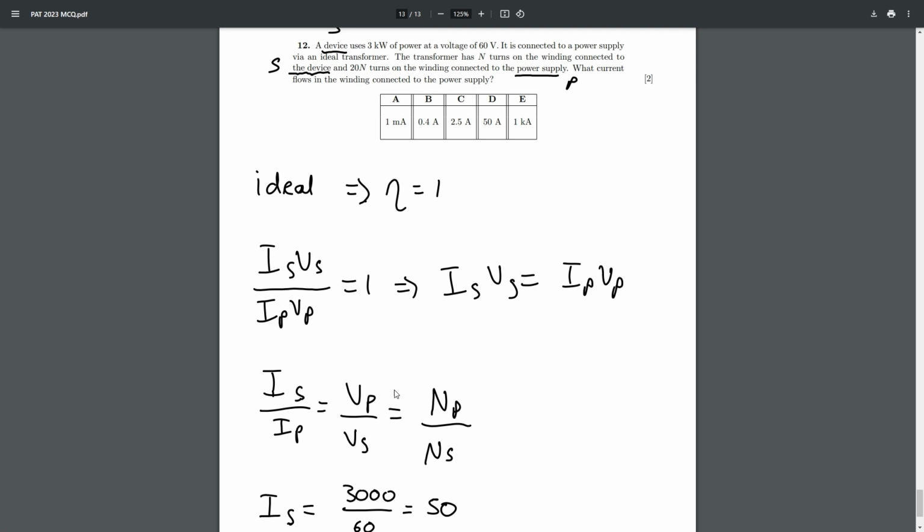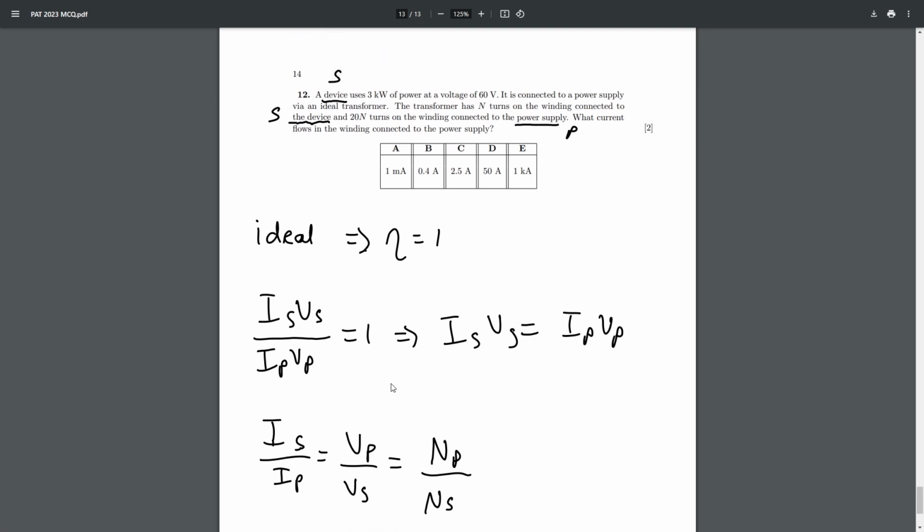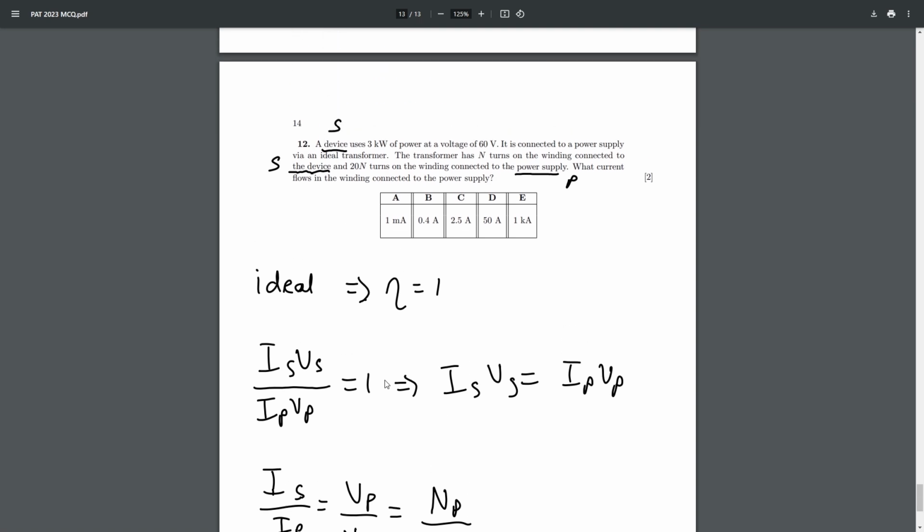And with this question, what's important to do is identify what actually is our primary coil and what is our secondary coil. We can see an answer of like 1 kiloamp is going to be unreasonable, but the rest of these are all pretty reasonable. Maybe 50 amps is a bit too high, but we can't really say. So our device is going to be our secondary coil.